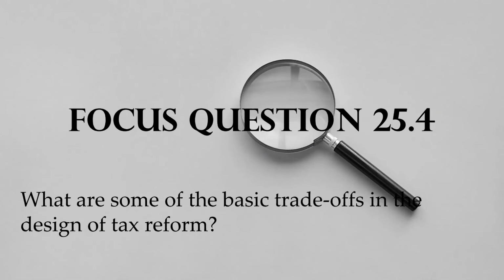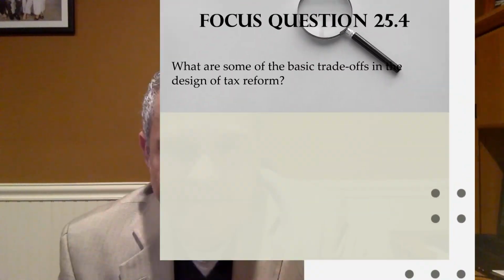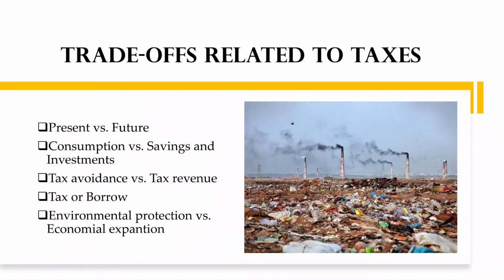What are some of the basic trade-offs in the design of tax reform? Well, what are some of the trade-offs related to taxes? Well, taxes, it's all about present versus the future, right? If you increase taxes on income for welfare or for Social Security, if the point of increasing the taxes is to provide for Social Security pensions, then you're essentially making a decision about the future. You're valuing the future more than you are the present. You are creating a system of those that are working now are providing for those who were working before, right? And so it's all about a trade-off between the present versus the future.